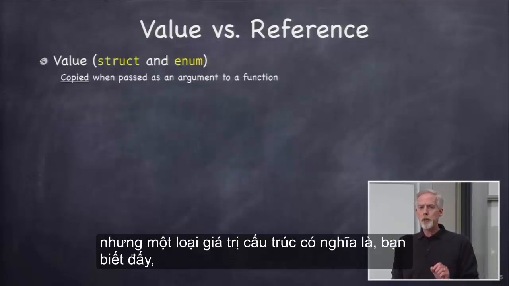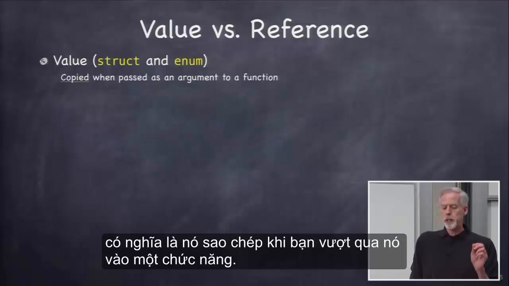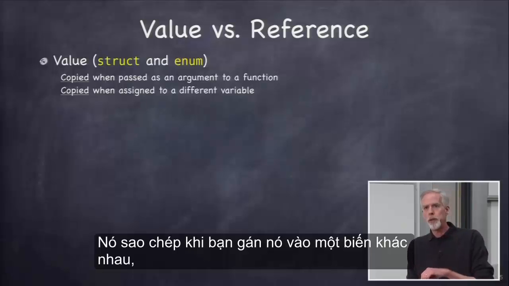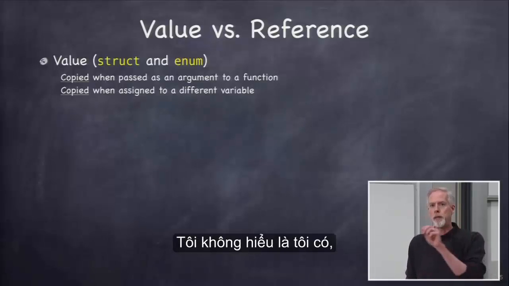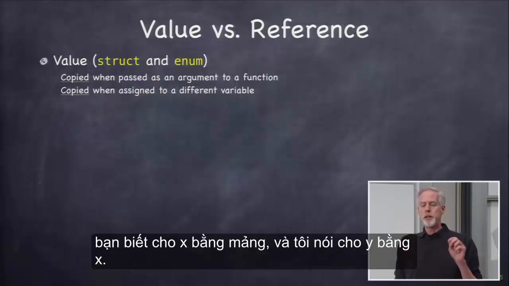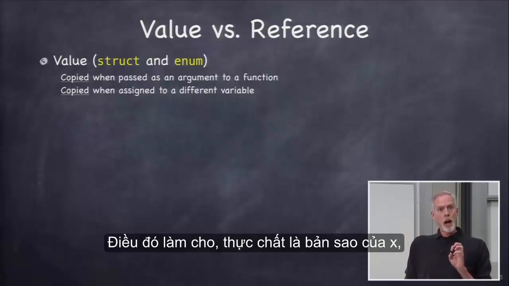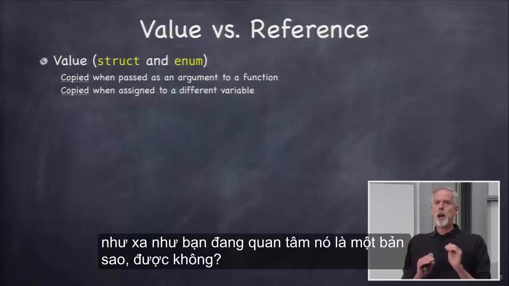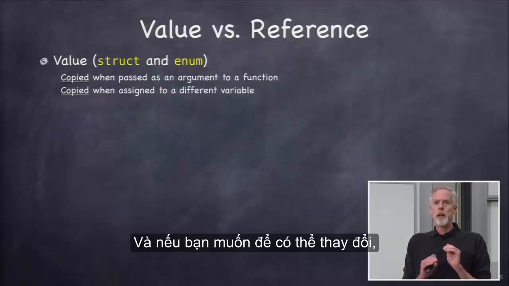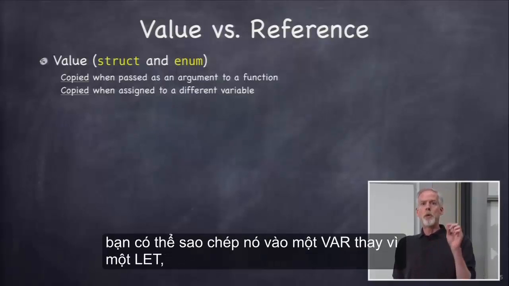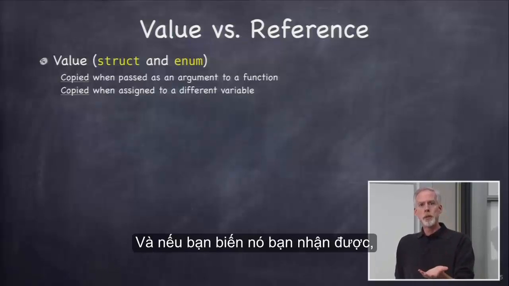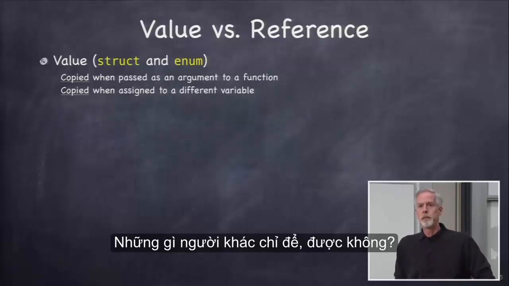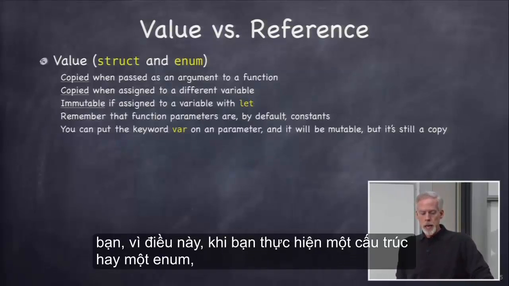But a value type, structs and enums, means that it's copied when you pass it into a function. It's copied when you assign it to a different variable. This one especially gets people, they don't understand this. If I have let x equals array, and I say let y equal x, that makes essentially a copy of x. Now, that copy might be lazy behind the scenes, but as far as you're concerned, it's a copy. Okay? And if you want it to be mutable, you could copy it into a var instead of a let, and now you could mutate it. And if you mutate it, you're mutating your own copy. You're not mutating what the other one pointed to.